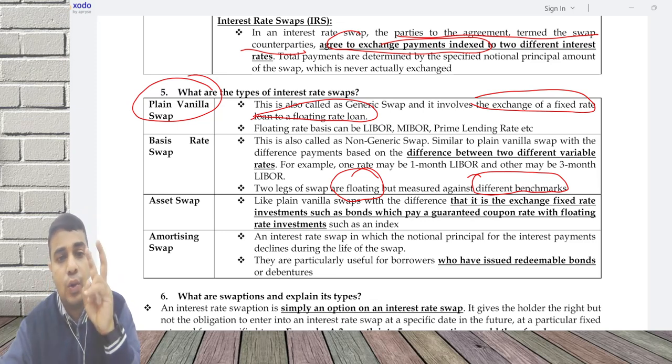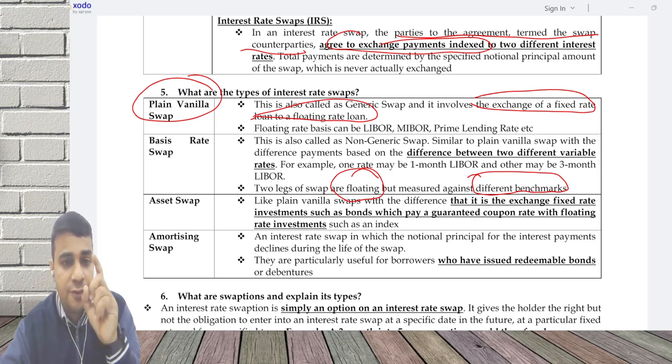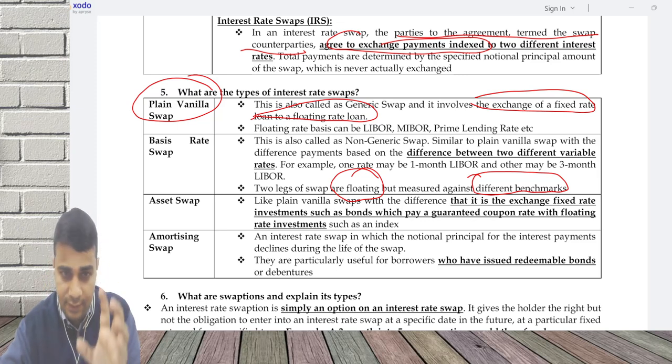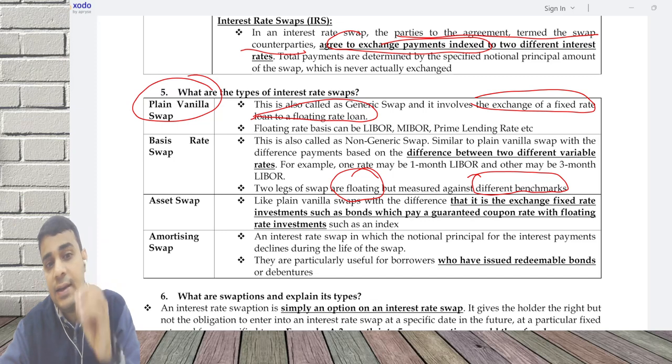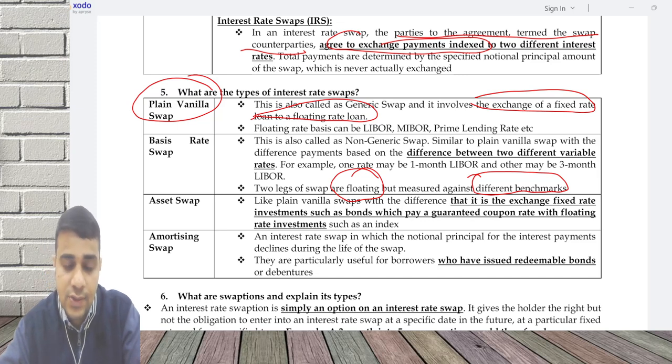We are doing a swap between two items. What are the two items? The first item is a fixed rate. And the second item could be Sensex return, it could be Nifty return, it could be gold return. That is called an asset swap.